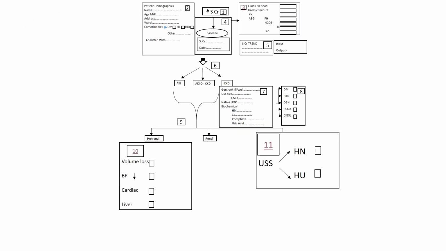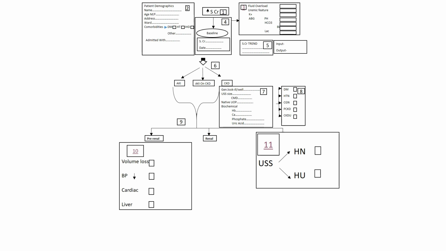When it comes to pre-renal causes, we need to go through the history to find out whether there has been any volume loss, blood pressure drop, any cardiac cause where the heart is not pumping enough blood to perfuse the kidneys, or any liver abnormality that keeps blood within the portal circulation and compromises systemic circulation, leading to hepatorenal syndrome. When renal perfusion is compromised due to heart failure or cardiogenic shock, we call it cardiorenal syndrome.